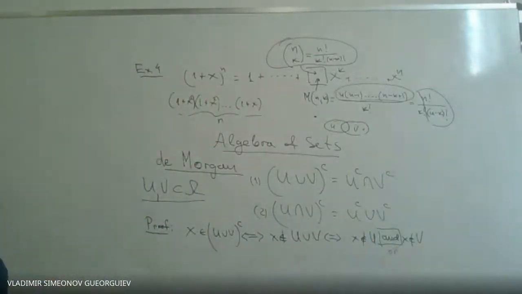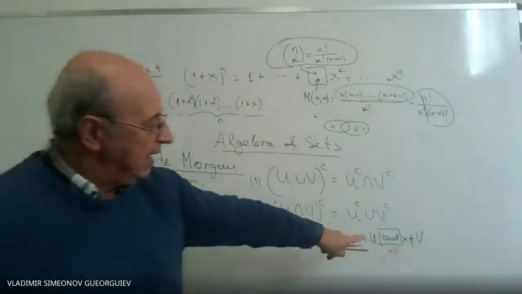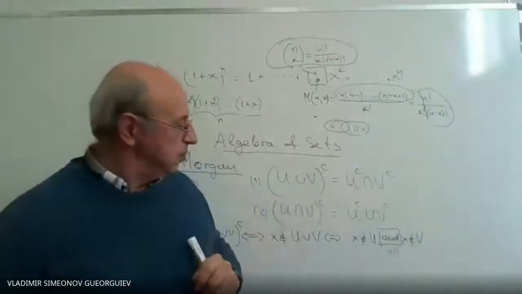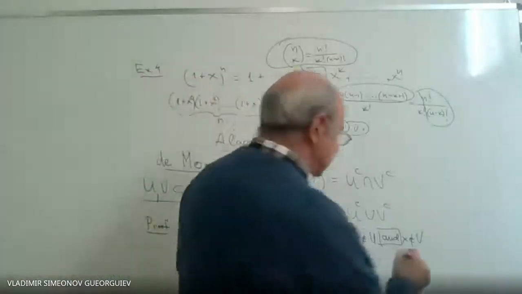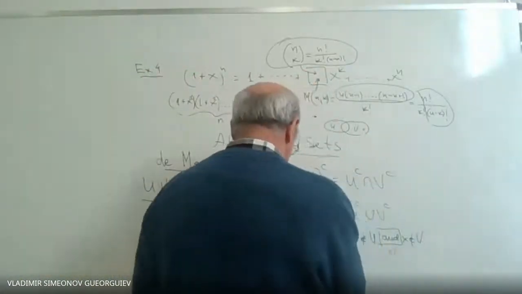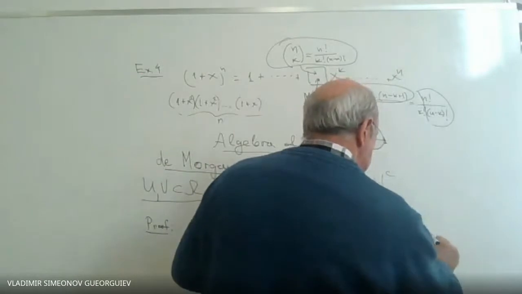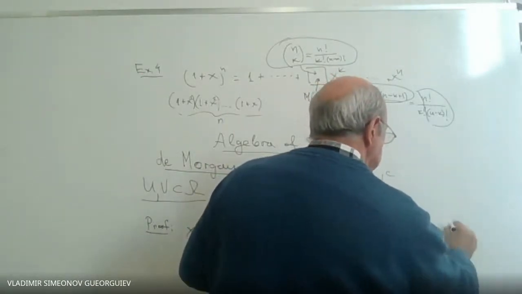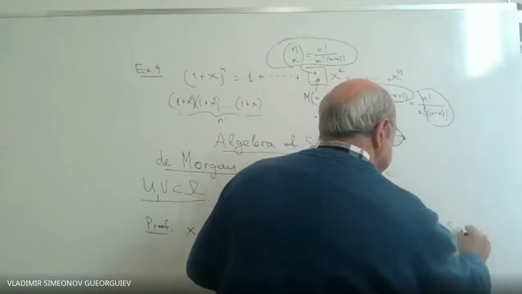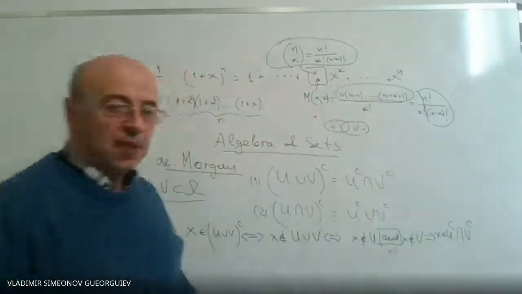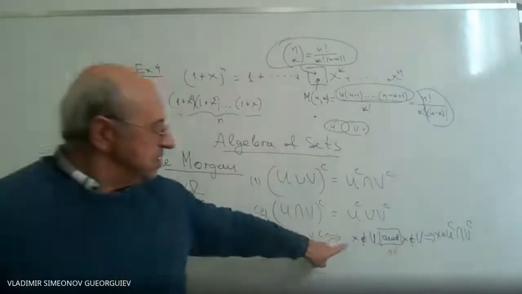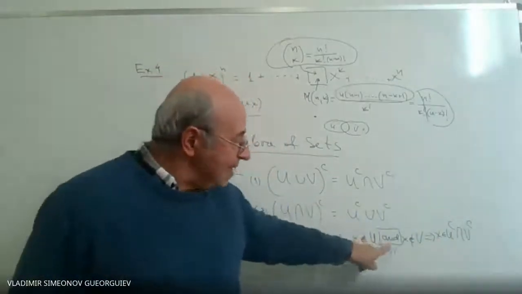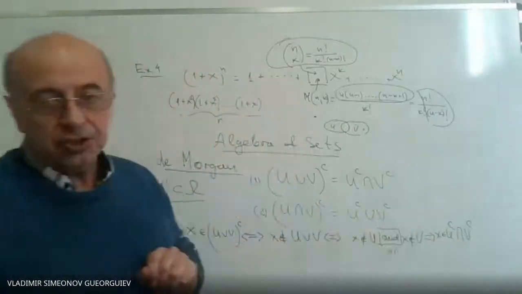When you put "and", it is always connected with this product. Therefore, from here we conclude x belongs to U complement intersected with V complement. Because x is not in U, this means x is in the complement of U, and "and" means intersection.